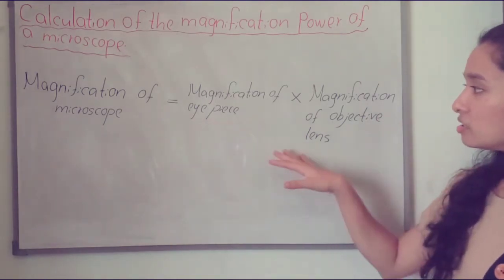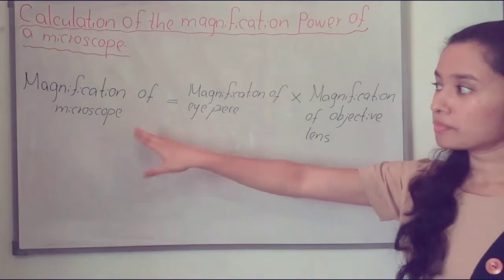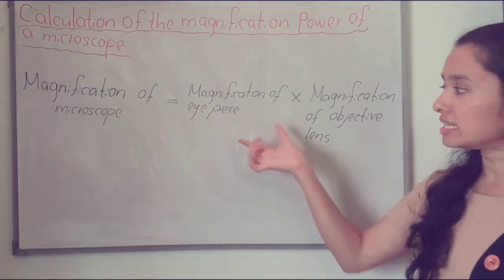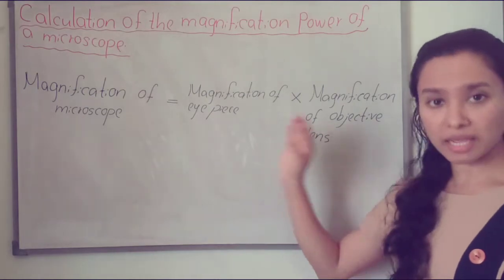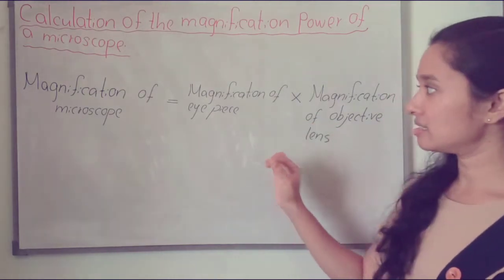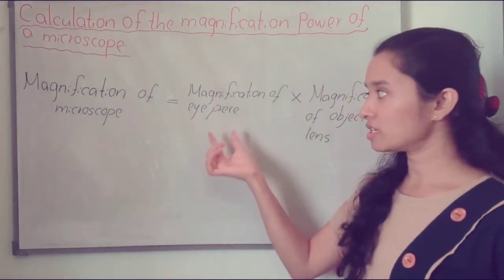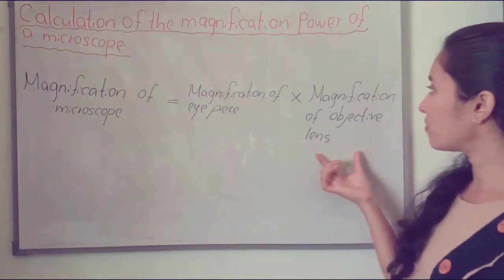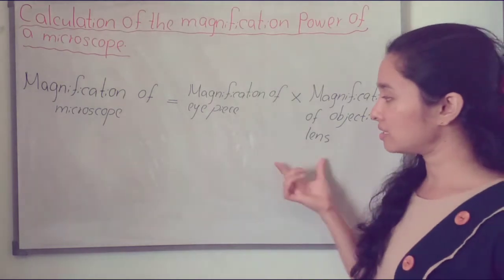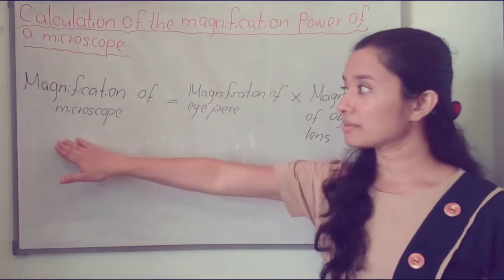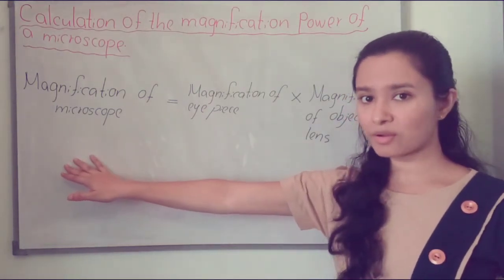These are the two lenses of the microscope. In these lenses, the magnification of the lens is mentioned. So we can find the magnification of the eyepiece and the magnification of the objective lens. By multiplying these two, we can find the magnification of the microscope.